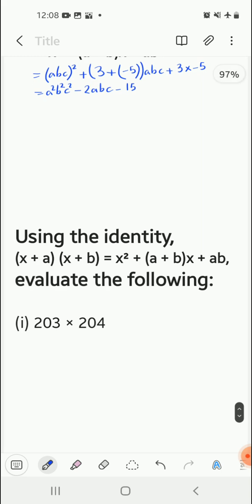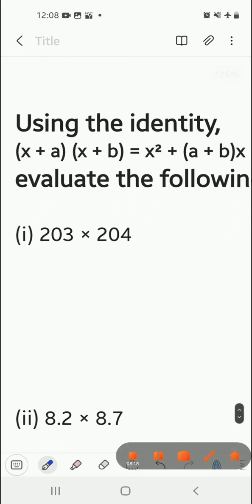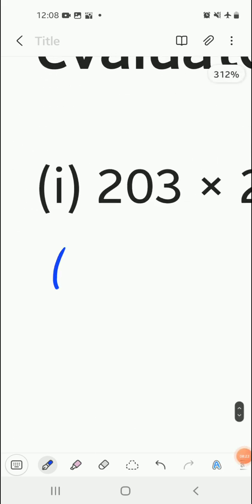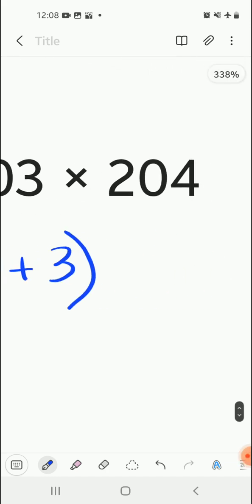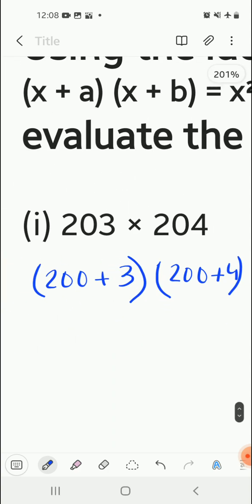Moving on, we have to use the identity (x plus a) into (x plus b), the same identity that we had been using, and we're going to evaluate this. So here we are given 203 into 204. What we need to do is break it up into simple parts and we're going to write 200 plus 3, and 204 as 200 plus 4. So we split 203 into 200 plus 3 and 204 into two parts.